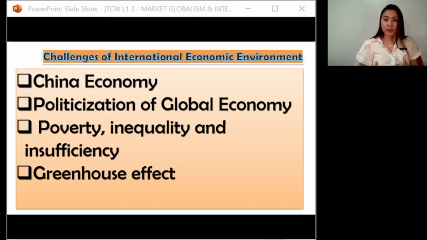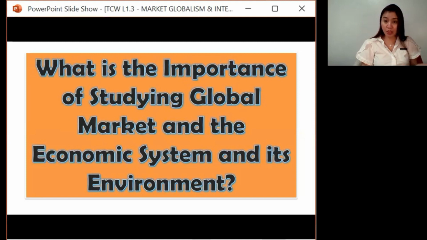Now we will move forward to another challenge, which is the greenhouse effect. Its effect is now an important discussion all over the world. The economic environment is totally affected by this. This greenhouse effect, again, we will tackle more as we discuss current issues, and also as we discuss the sustainability brought about by globalization in module 5. So there.